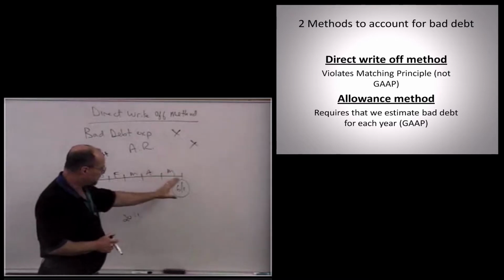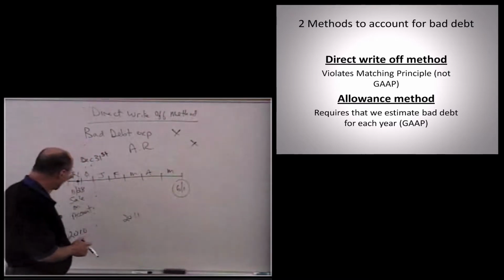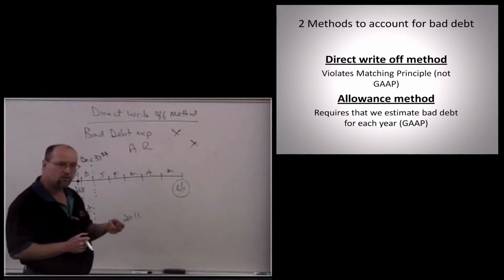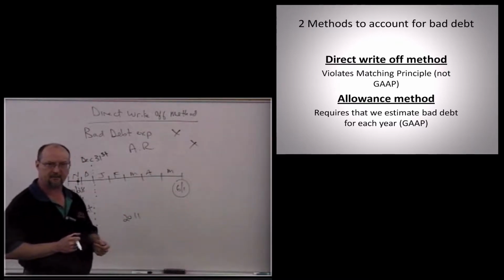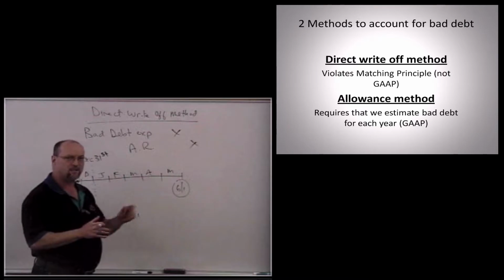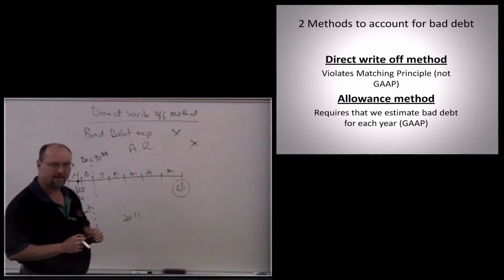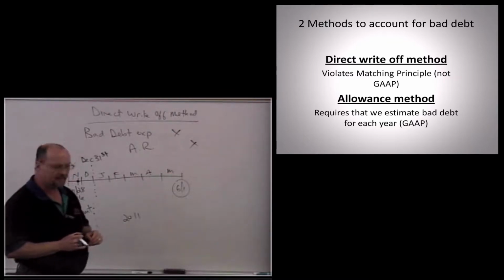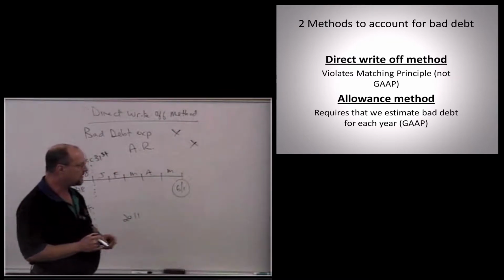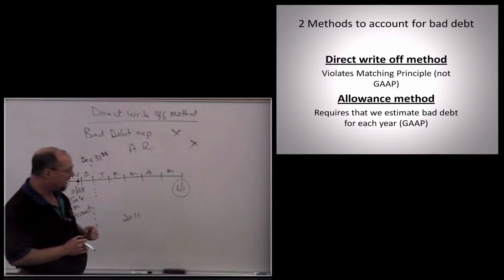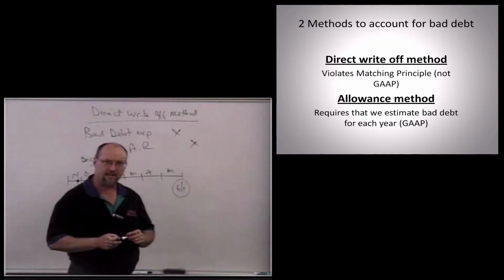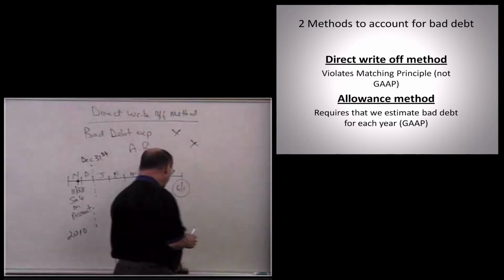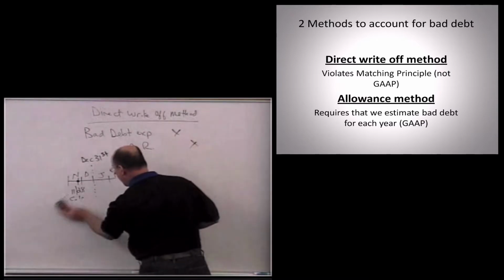So, expense recorded in 2011, revenue recorded in 2010, that violates the matching concept, which is one of the 2 basic rules of accrual-based accounting. For this reason, we're not supposed to use the direct write-off method. Some companies do when they have small receivables, but for the vast majority of companies, we have to use the allowance method, and that requires us to estimate what our bad debt is at the end of each fiscal period. Okay, so let's take a look at the allowance method.